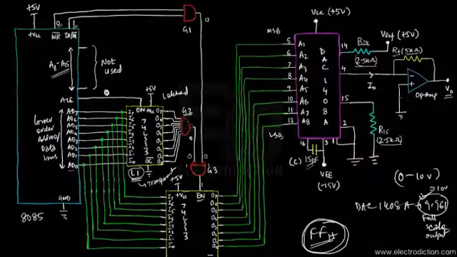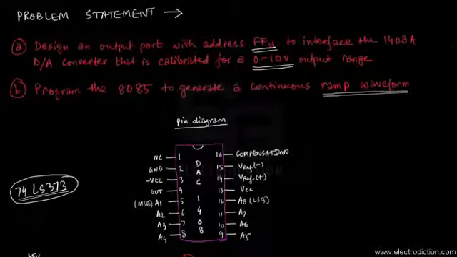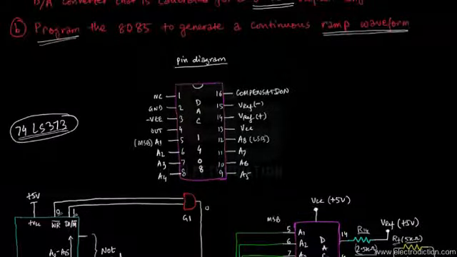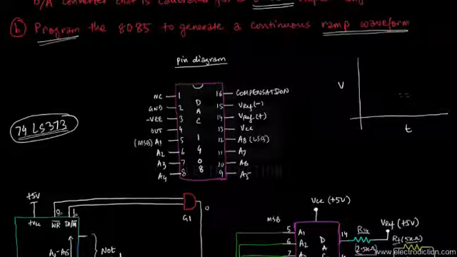Now we have the second part of this video, where we have to write a program to enable the 8085 to generate a continuous ramp waveform. Before going to that, let me tell you what a ramp waveform basically is. If I draw a graph of voltage versus time, the curve becomes something like this. The line got a bit crooked, don't mind my drawing, I know it's awful.